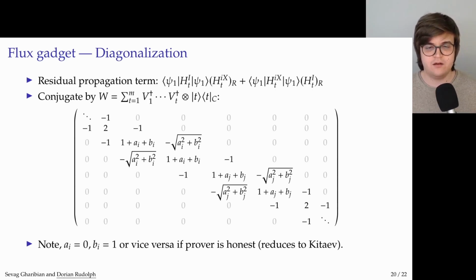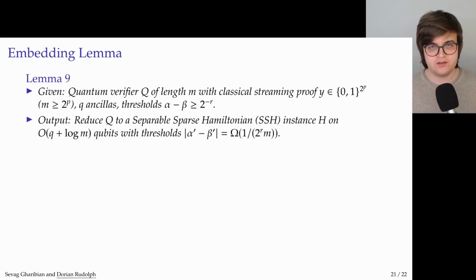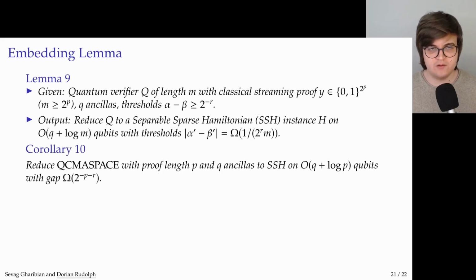Finally, we state the embedding lemma. Consider a quantum verifier Q with m local gates and classical streaming proof of length 2 to the p, q ancillas, and a threshold gap of 2 to the minus r. Then we can reduce Q to a separable sparse Hamiltonian instance H on O of Q plus log m qubits with a gap of omega of 1 over 2 to the r times m. As a corollary, we can reduce QCMASPACE with proof length p and q ancillas to the separable sparse Hamiltonian problem with a gap exponential in the proof length.